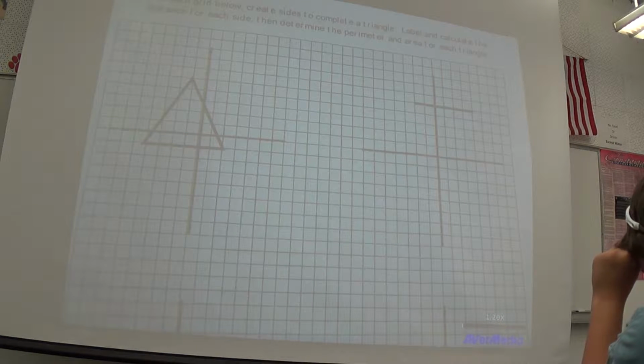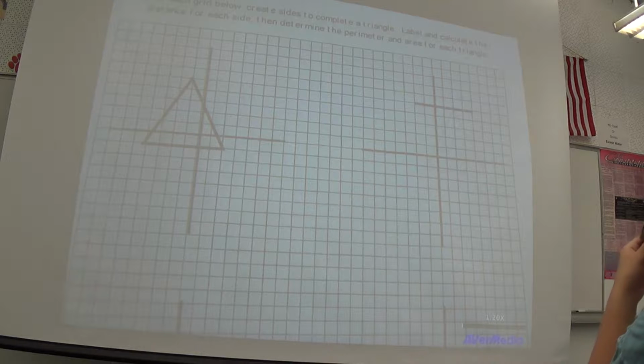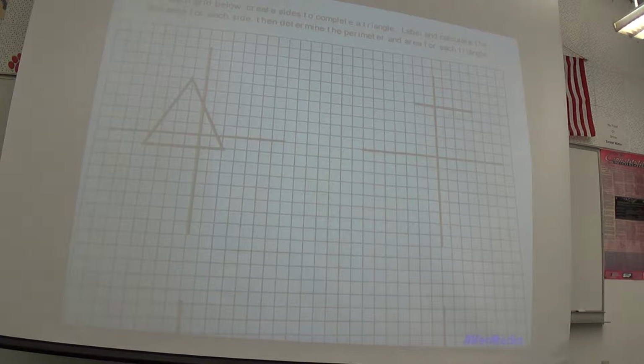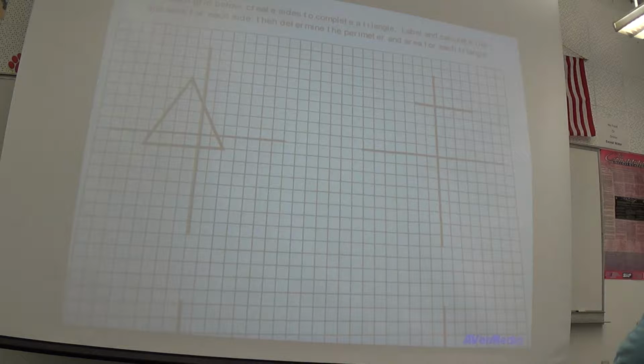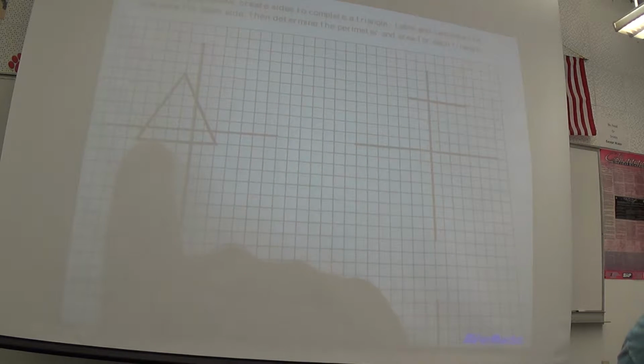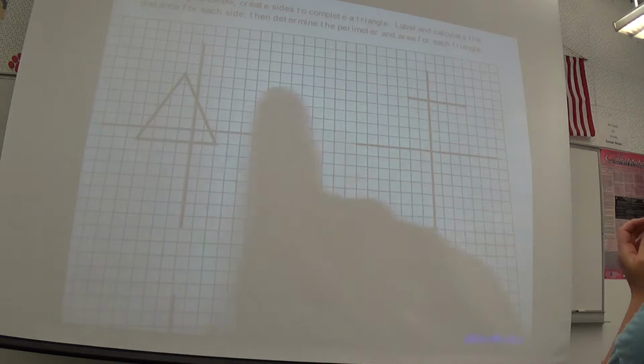All right. So this is going to be today's assignment. There's not going to be a ton of these problems, but there's going to be a few. It says for each grid below, you're going to create sides to complete a triangle. Then you're going to label and calculate the distance for each side. Then you're going to determine the perimeter and the area for each one of these triangles. Well, this one's already drawn for you. Kind of gives you an example. This one you're going to have to draw yourself.